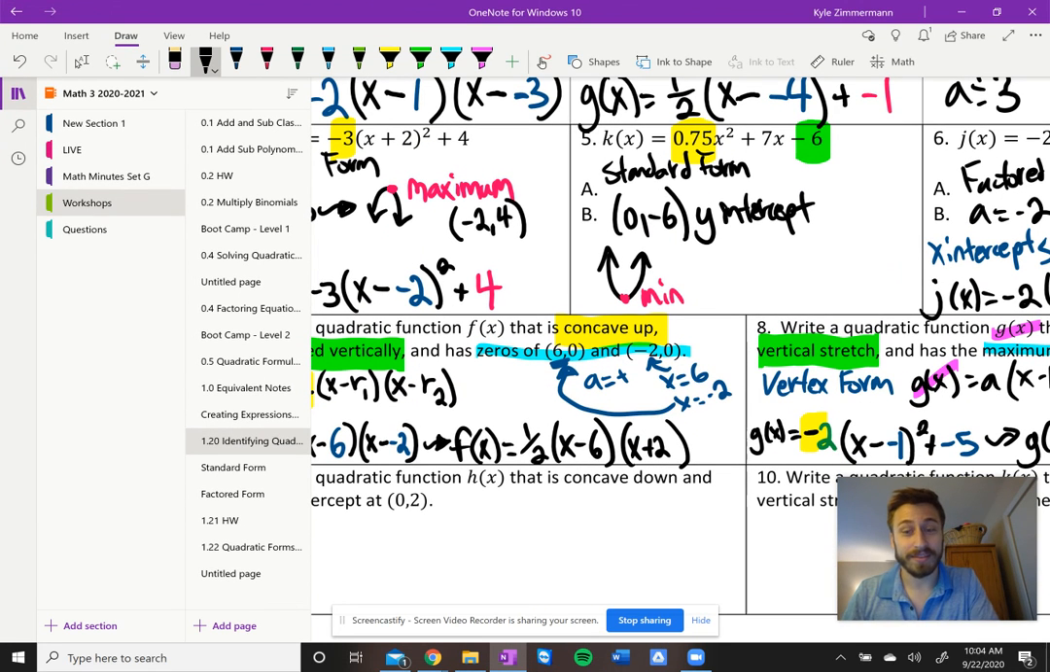All right, that one was a big one. Welcome to the world of quadratics. We're doing second degree math.